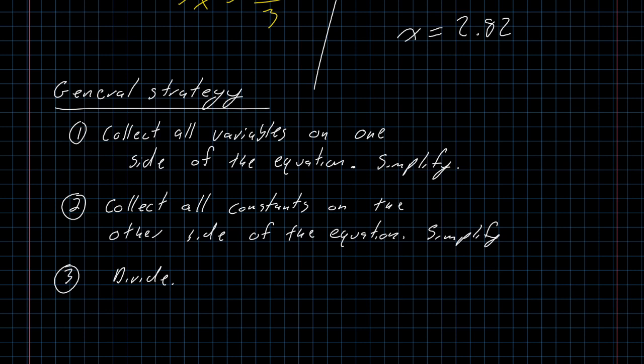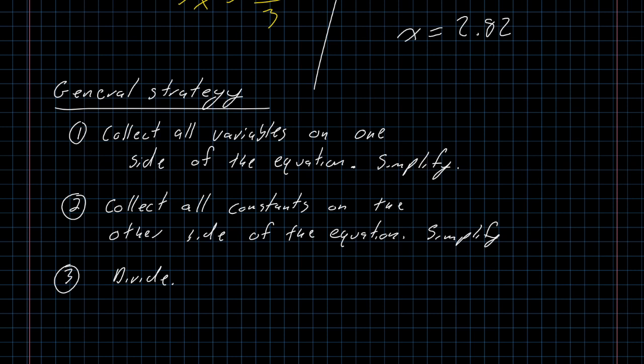You should at that point have exactly one variable appearing in the equation. If there's more than one variable appearing in the equation, you haven't finished this step yet, or possibly you don't have a linear equation. Once you have that, you can then collect all of the constants on the other side of the equation and again simplify. So you have some number times x equals some number at the end of that step. Dividing by the thing multiplied by x will get you x by itself.